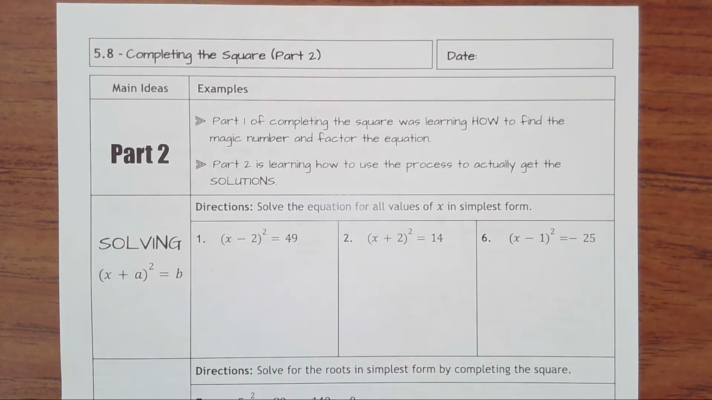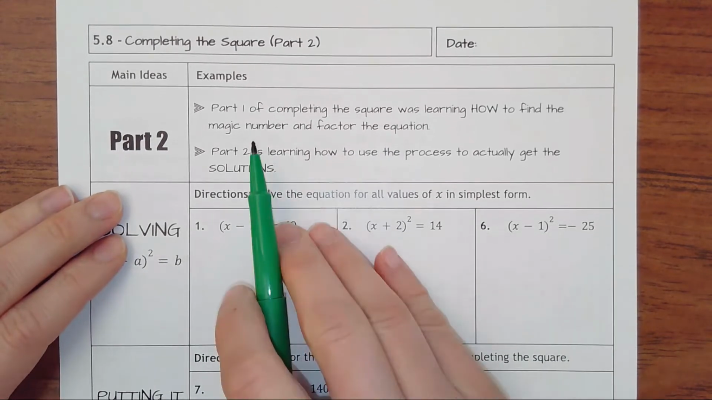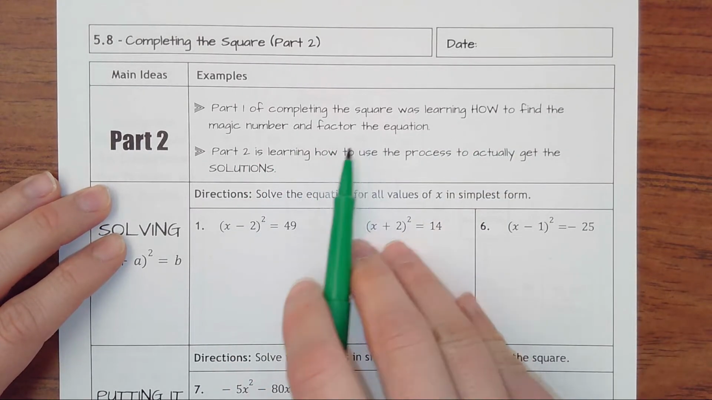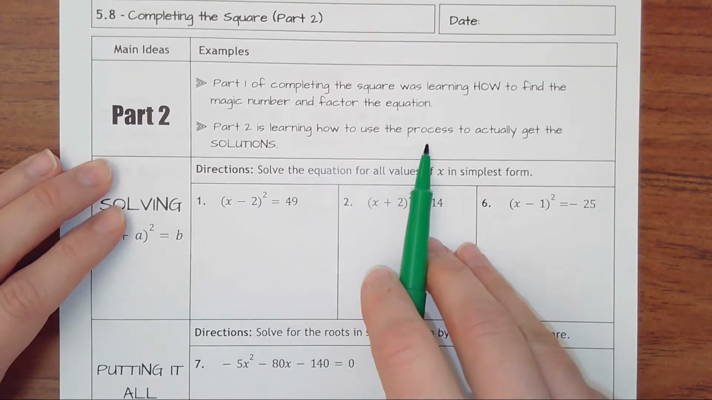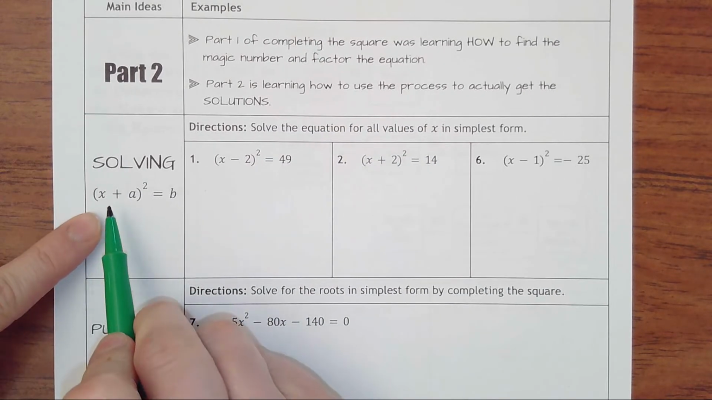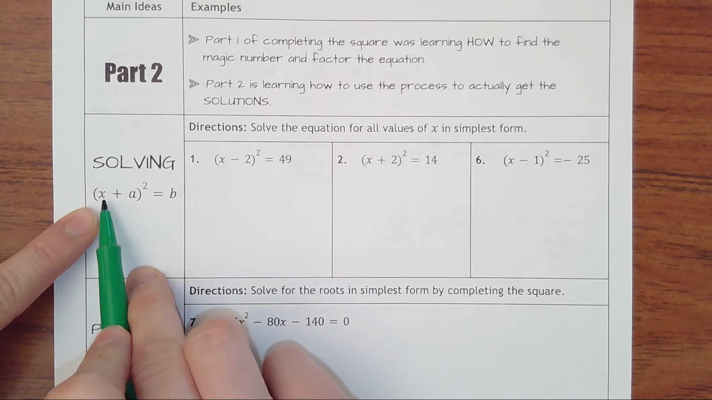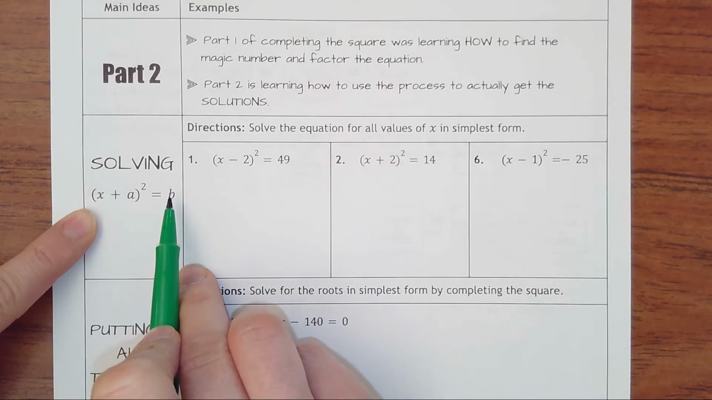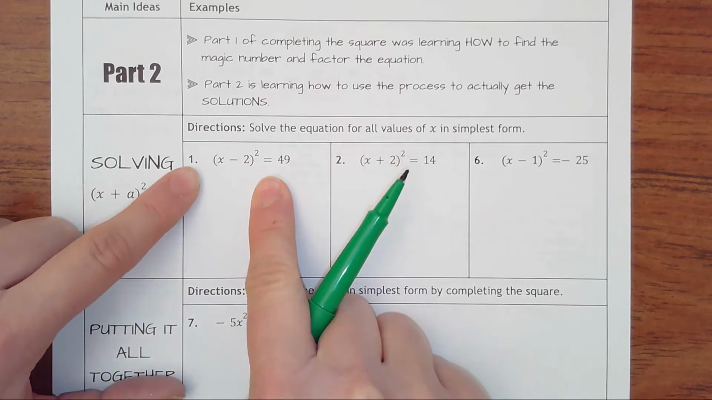Lesson 5.8, completing the square, part 2. Part 1 of the process was learning how to find the magic number and factor the equation. Now part 2 is actually using the process to get the answers or the solutions. And so our first step was finding that perfect square trinomial equals some kind of constant. And so we'll start from that step and solve these.